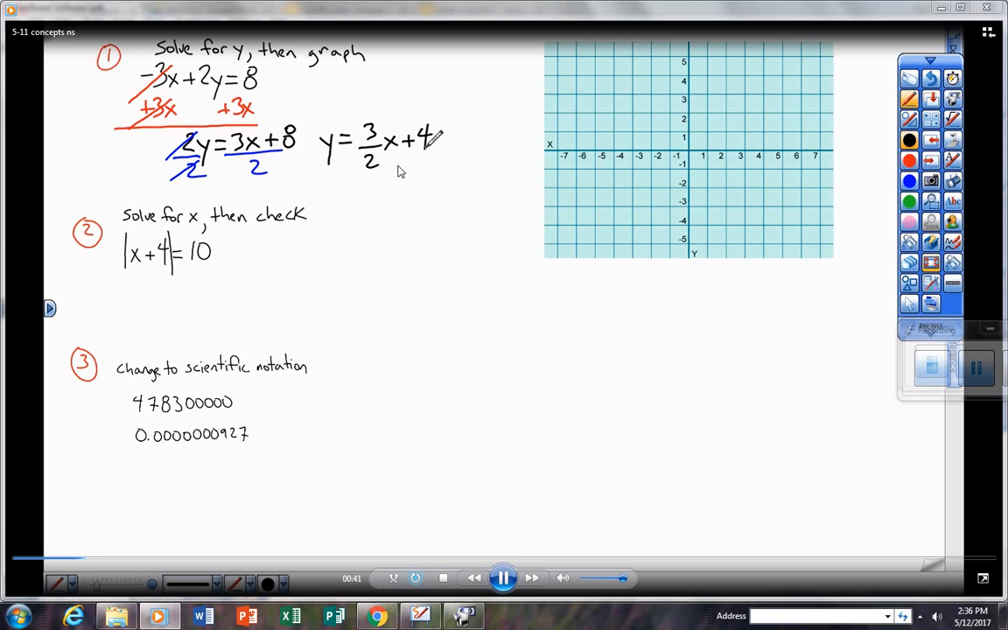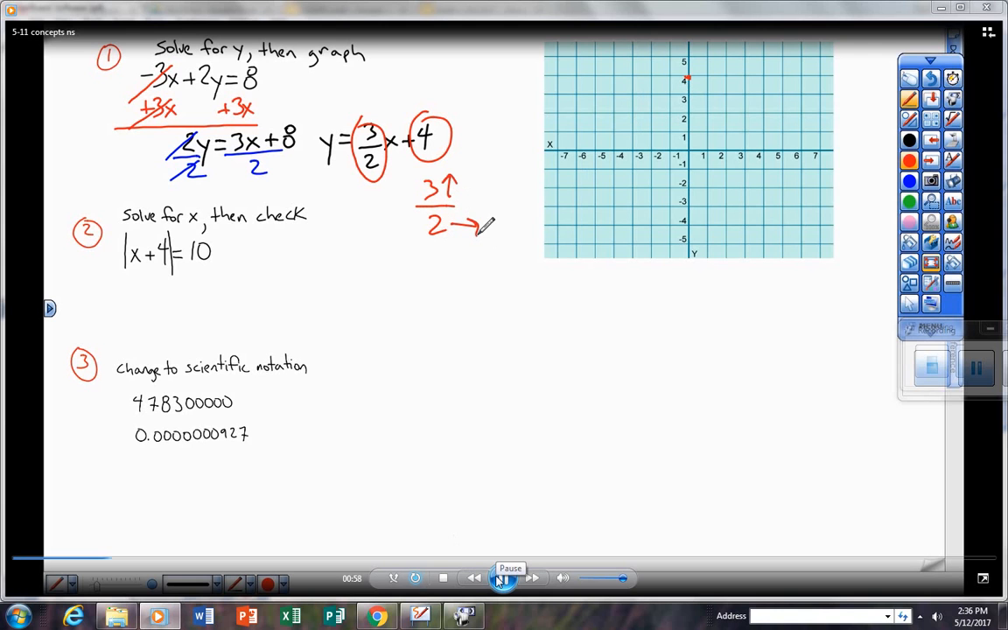Now, with y by itself, it is ready to graph. That 4 is where you put your first coordinate on the y-axis. That is the y-intercept. The slope, or the rate of change number in front of x, tells you from that starting point where to go.